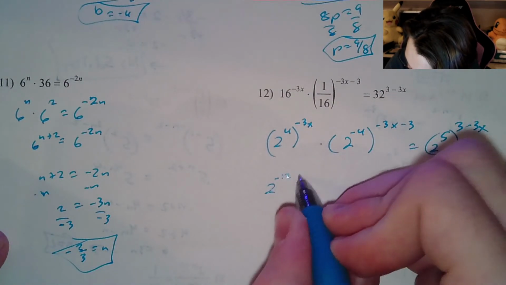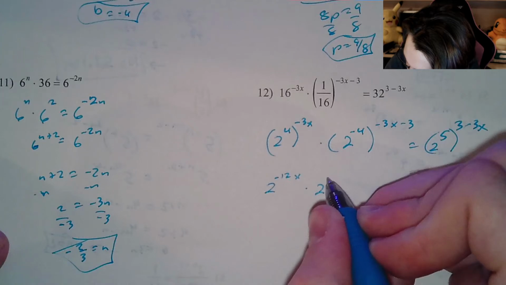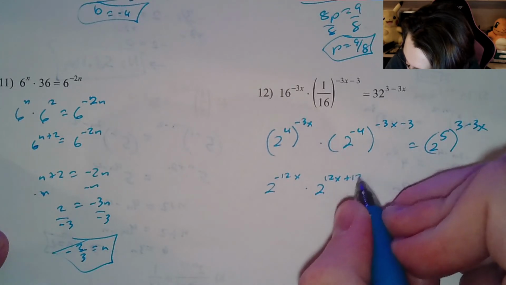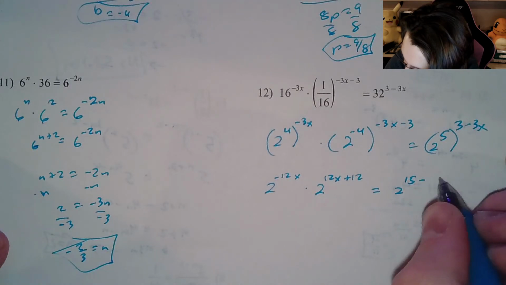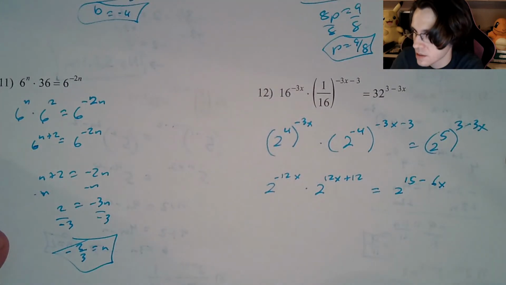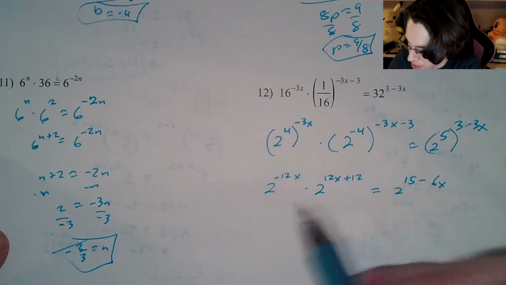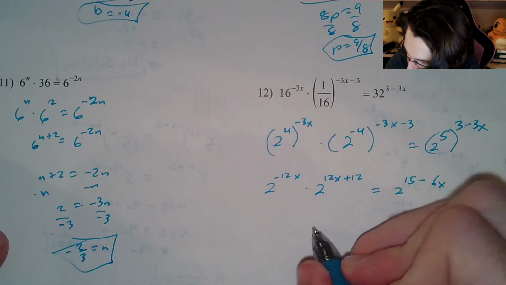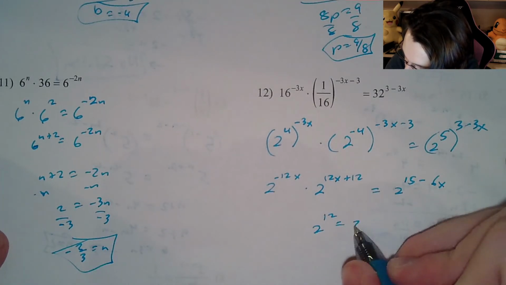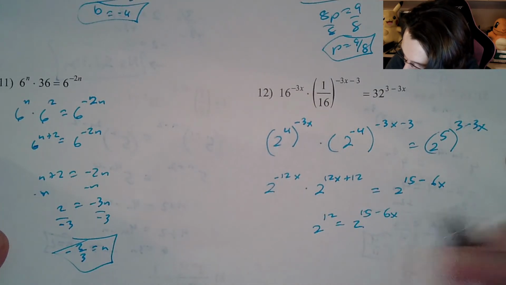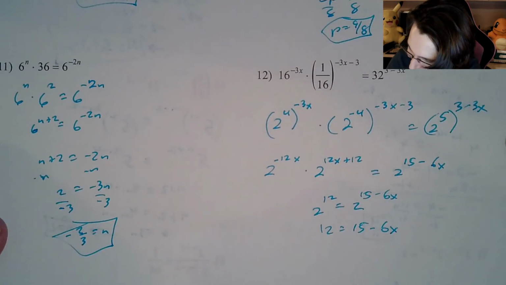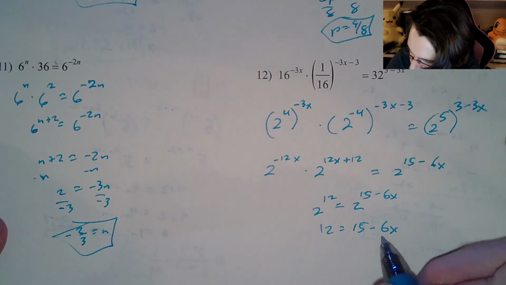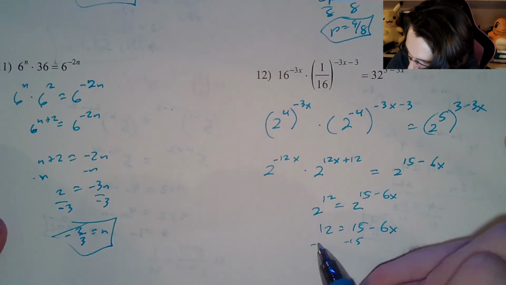2 to the -12x multiplied by 2 to the 12x plus 12 is equal to 2 to the 15 minus 6x. We got to add like terms. When you multiply like bases, add the exponents. -12 and 12 cancel, so you just get 2 to the 12th is equal to 2 to the 15 minus 6x. 12 is equal to 15 minus 6x. Subtract 15 on both sides, probably faster.